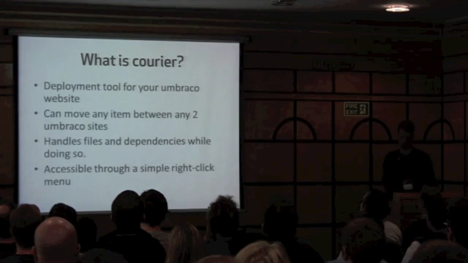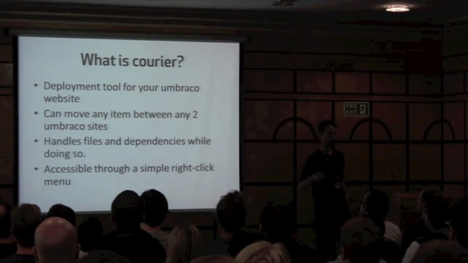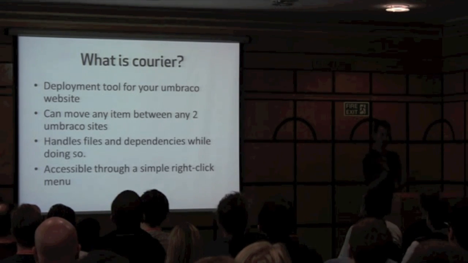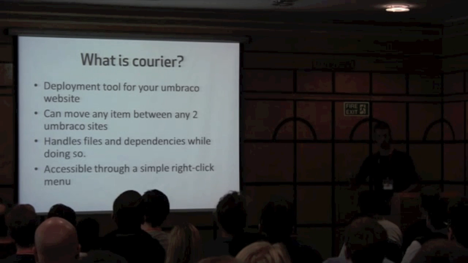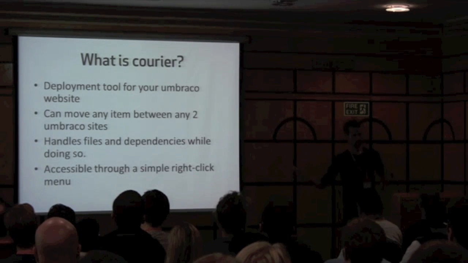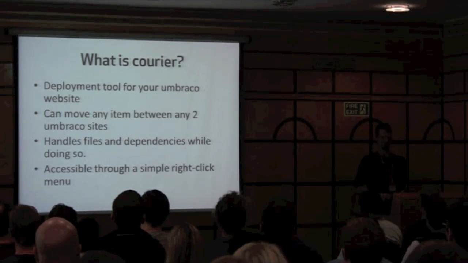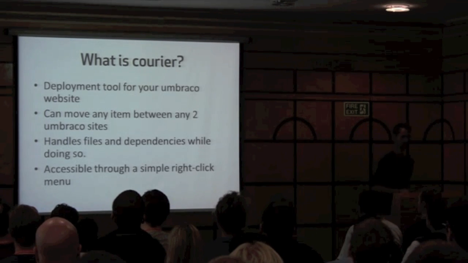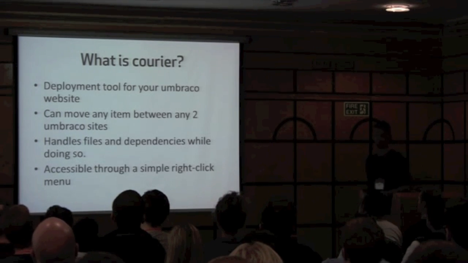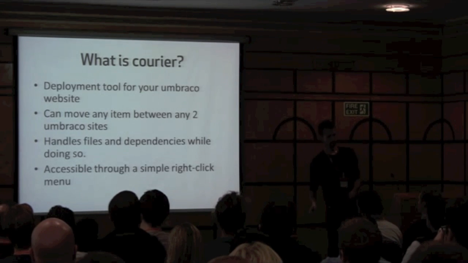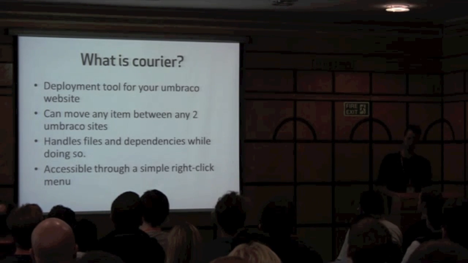So, anyways, what is Courier? It is a deployment tool for your Umbraco site. That means that you can take any item from Umbraco in your local installation or in your staging environment or development site and just push it over to another instance of Umbraco that has Courier installed as well, and where you have a user that's authenticated to use Courier. That's the very basic idea, that you can take a document or a template or a macro or an XSLT file, right-click it, say Courier, deploy, and you're done. That's the basic idea and the problem we wanted to solve.